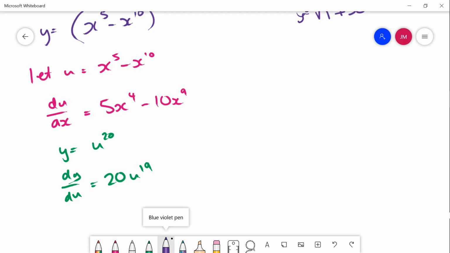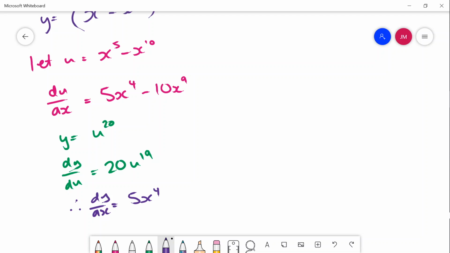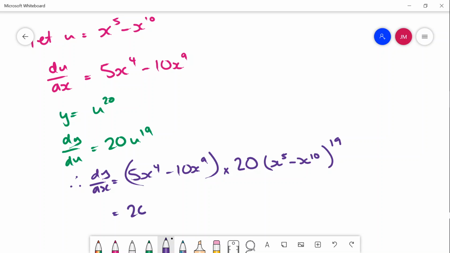So therefore, dy/dx is going to equal 5x^4 minus 10x^9 multiplied by 20. And what was u? u was x^5 minus x^10, all to the power of 19. So your final answer would be (25x^4 minus 10x^9)(x^5 minus x^10)^19.